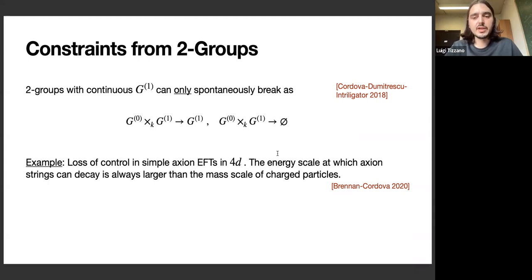And so if you try to do that, you're going to find that your effective field theory will not be under any control. And so in particular, you're going to be able to prove an inequality between energy scales. And so you're going to prove that in these models, the scale at which the axion can decay will always be larger than the scale at which other charged objects get a mass. And so this is quite an interesting phenomenon.